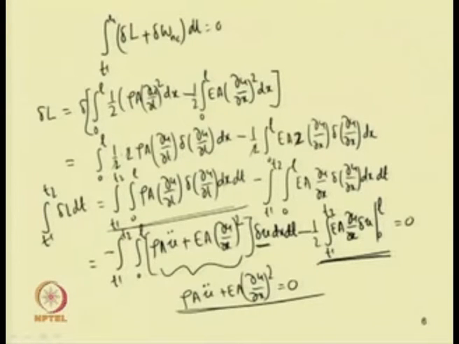So, for this purpose one can get this equation. You will have a minus term here, T1 to T2, 0 to L, rho A u double dot, E A del u by del x whole square, del u dx dt, minus half T1 to T2 E A del u by del x del u, 0 to L. So, this term will reduce to minus E A del u by del x whole square del u dx dt, minus half T1 to T2 E A del u by del x del u, 0 to L. In this way one can derive the equation of motion by using the extended Hamilton principle.